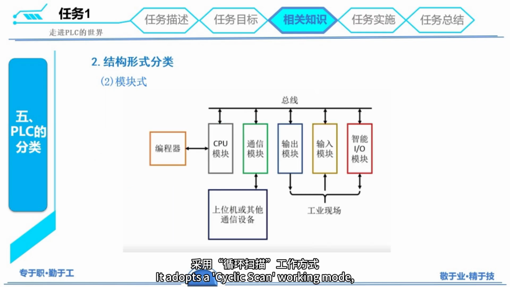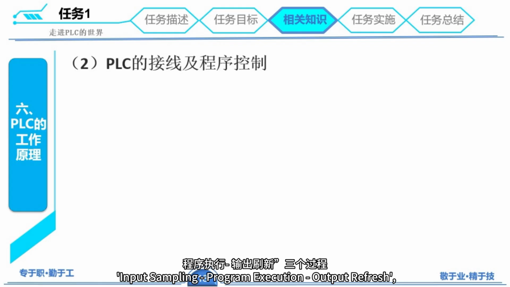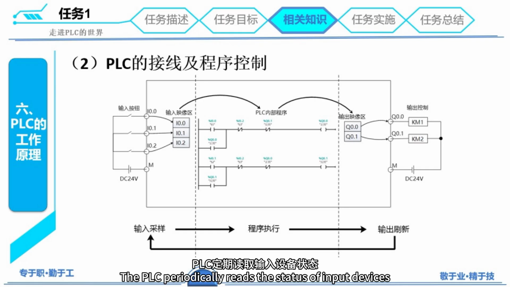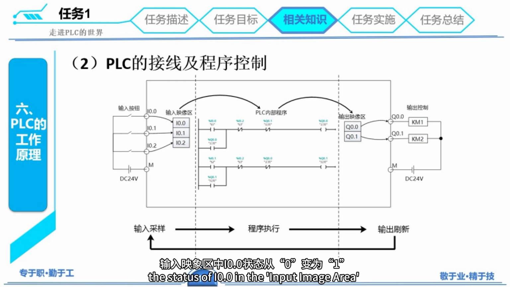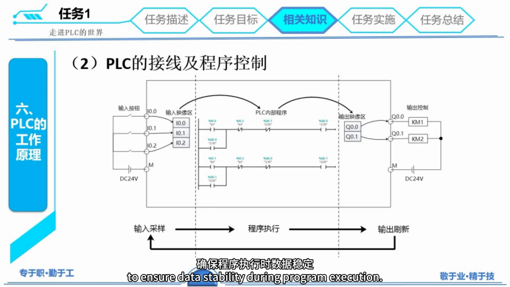It adopts a cyclic scan working mode, which continuously repeats three processes: input sampling, program execution, output refresh, similar to the human see-think-do cycle. First, input sampling. The PLC periodically reads the status of input devices and stores it in the input image area. For example, when input button I0.0 is pressed as shown in the courseware, the status of I0.0 in the input image area changes from 0 to 1. The input status is frozen to ensure data stability during program execution.